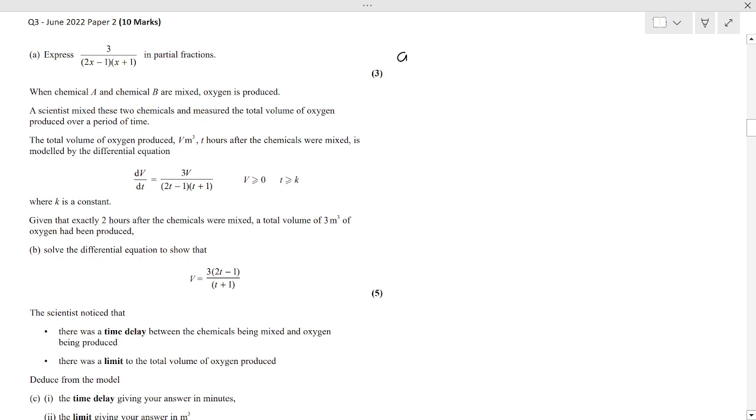So part A, express 3 over (2x minus 1)(x plus 1) as a partial fraction. Well, that means essentially, hopefully you practice this, you're splitting it up into separate fractions, each with a linear denominator, so a denominator of only one factor. The whole idea is you factorize it, and then you split up all the factors into different fractions. So we have a over 2x minus 1 plus b over x plus 1.